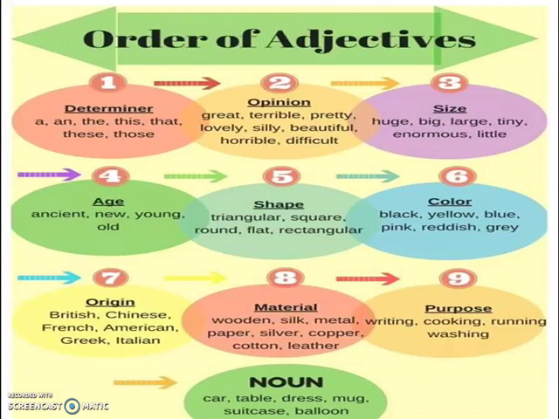And the noun, in the 10th place, the noun, the figure that is receiving the adjectives, for example, car, table, dress, etc. Now, if we want to give an example, we can say a pretty, old, British woman.